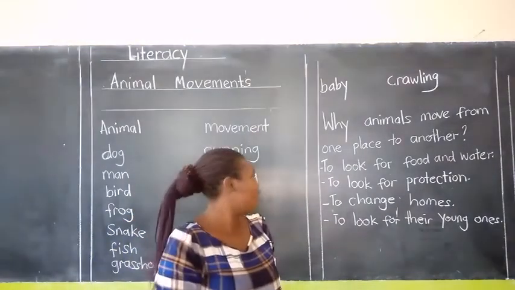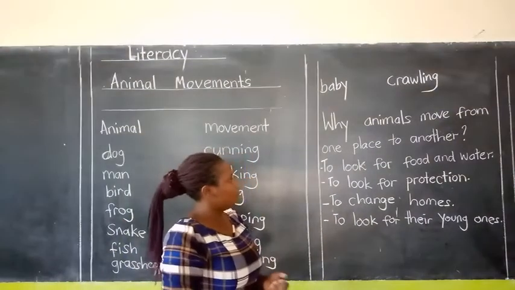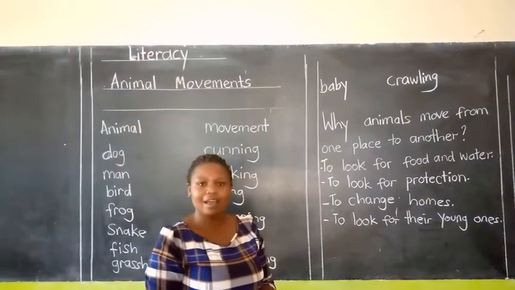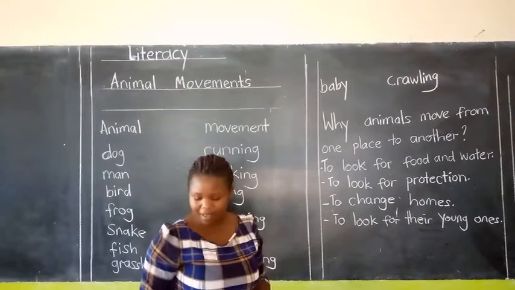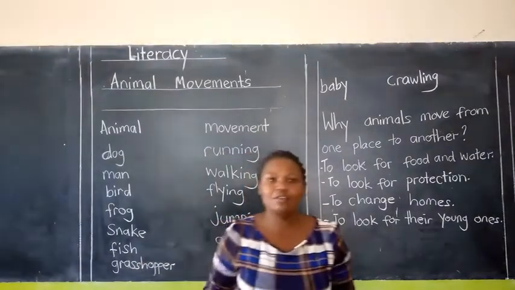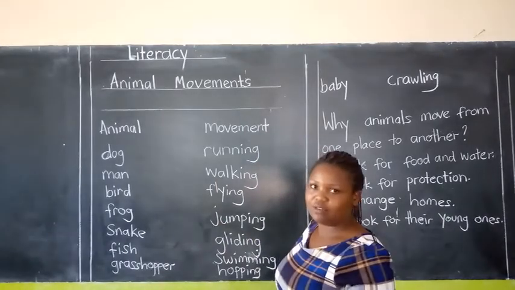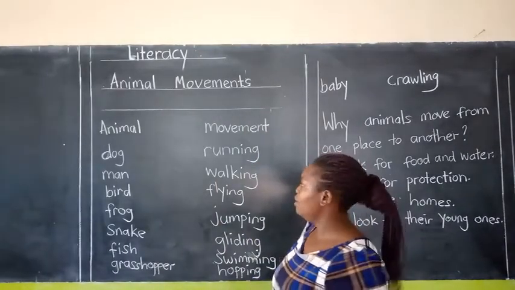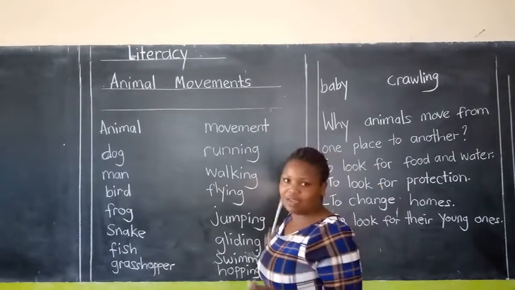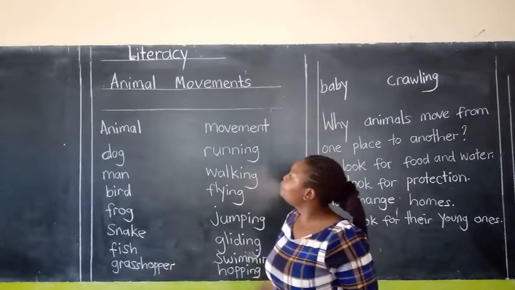And there are other reasons why animals move from one place to another. If they are there, you can add as many as possible. For example, we have looked at only these, but you can add as many. Now let us go through and learn.